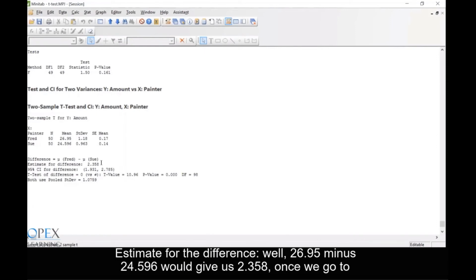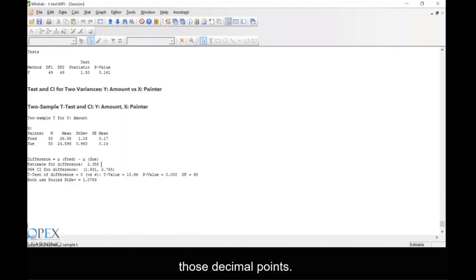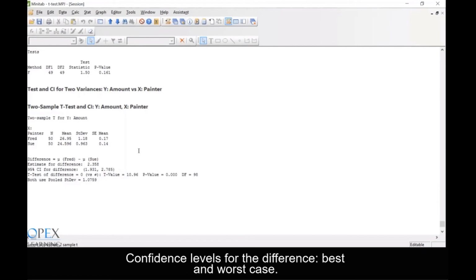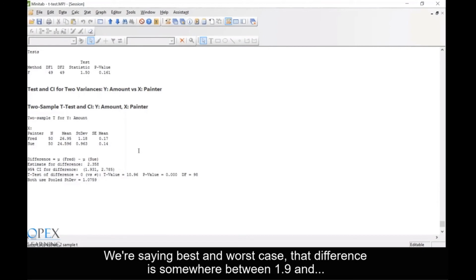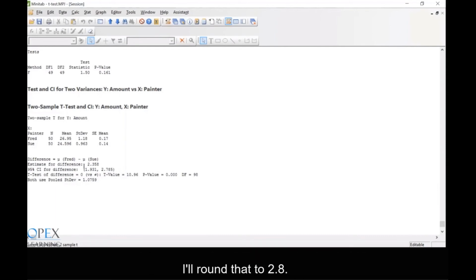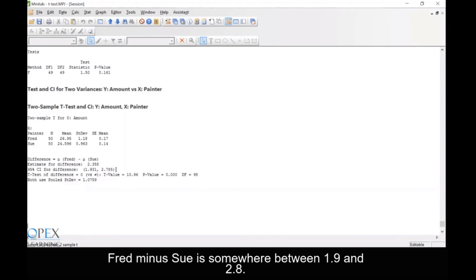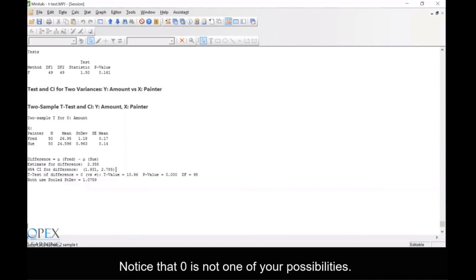Estimate for the difference, well, 26.95 minus 24.596 would give us 2.358, once we go to those decimal points. Confidence interval for the difference. Best and worst case, that difference is somewhere between 1.9 and, I'll round that to, 2.8. Fred minus Sue is somewhere between 1.9 and 2.8. Notice that 0 is not one of your possibilities. 0 is not in the range of 1.9 to 2.7.